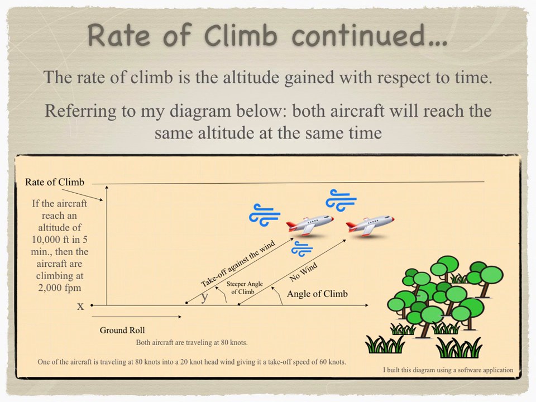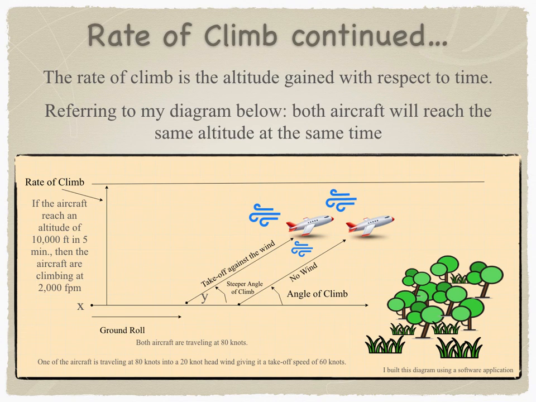So the rate of climb is the altitude gained with respect to time. That's the simplest way that I could probably explain it. And referring to my diagram below that I've made to illustrate this point, both aircraft will reach the same altitude at the same time. So this is just given that both aircraft here, I'm going to say that they're traveling at 80 knots. Both of them, the same speed.